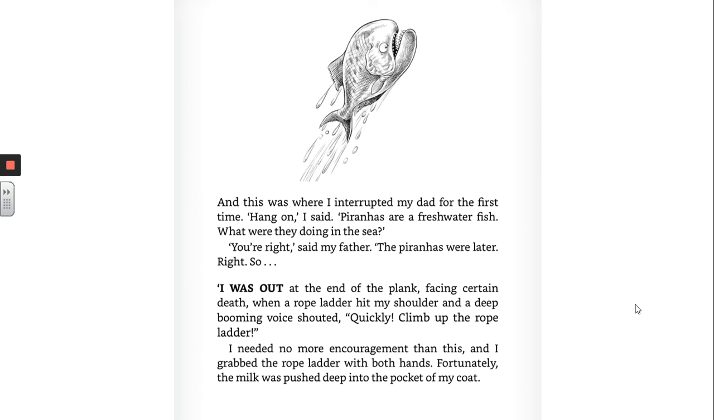And this was where I interrupted my dad for the first time. Hang on, I said. Piranhas are a freshwater fish. So what are they doing in the sea? Oh, you're right, said my father. The piranhas were later. Right, so I was out at the end of the plank, facing certain death, when a rope ladder hit my shoulder and a deep, booming voice shouted, "Quickly! Climb up the rope ladder!"